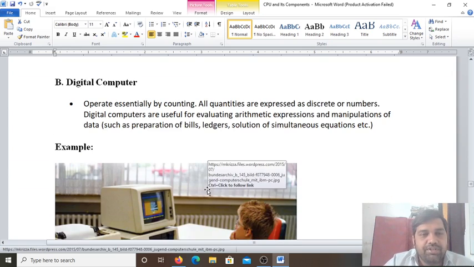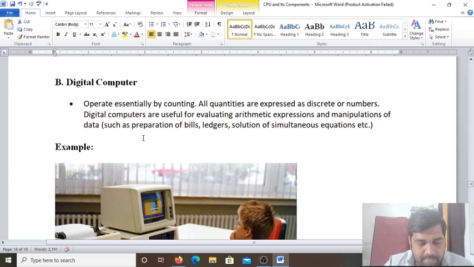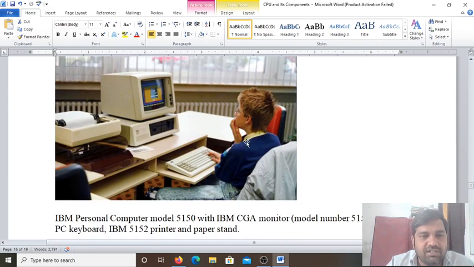Next is the digital computer. You can see these digital computers work on the principle of the binary digit system, that is zeros and ones. By counting, comparing and manipulating these digits, a digital computer can perform complex tasks and provide more accurate and faster results. All the quantities are expressed as discrete numbers, that is zeros and ones. Digital computers are useful for evaluating arithmetic expressions and manipulating data, such as the preparation of bills, ledgers, and solution of simultaneous equations.